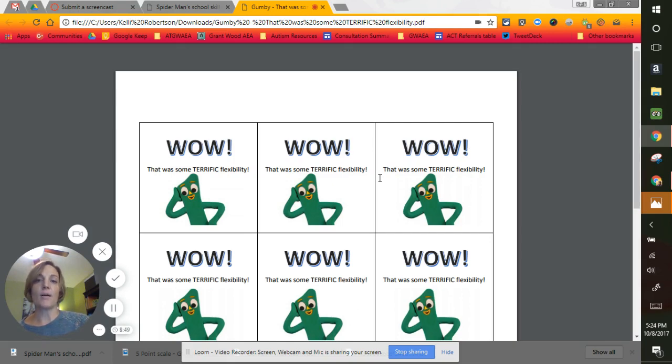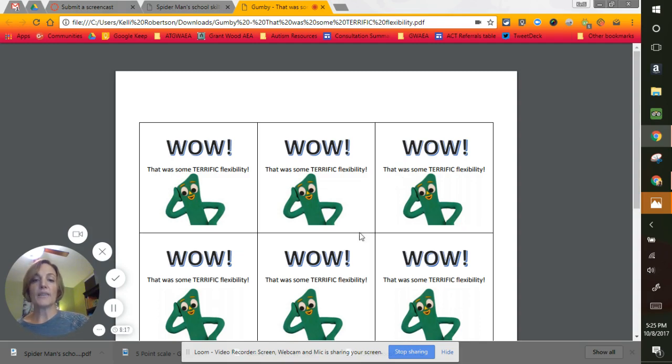On this page, these are little tickets that I made him. When the student was demonstrating flexible shifts in his thinking and flexibility in going along with the group plan versus just his own plan, he was able to earn a ticket that just said, wow, that was some terrific flexibility. He could turn these tickets in for an extra break, a break with his Gumby characters that he likes so much, or earning a Gumby sticker, some kind of reward.